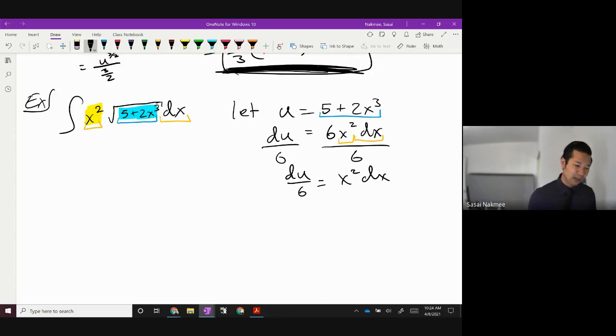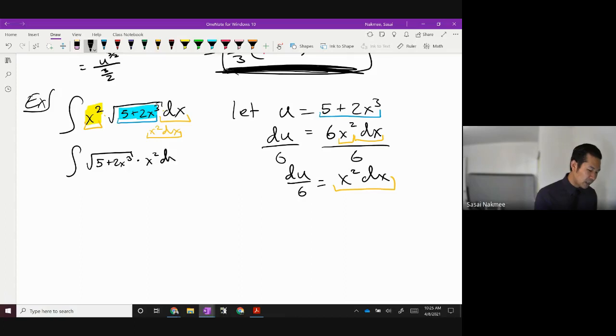Now that I have x squared dx is equal to du over 6, I can replace this x squared dx with just du over 6, right? And by the way, everything's multiplying together, so you can move things around, right? So I can put these guys next to each other just to help me out. So what I'm essentially doing is rewriting this as the square root of 5 plus 2x cubed times x squared times dx. I'm putting the x squared and the dx next to each other, so I can see that I'm replacing it with du over 6. That's what I'm doing here.